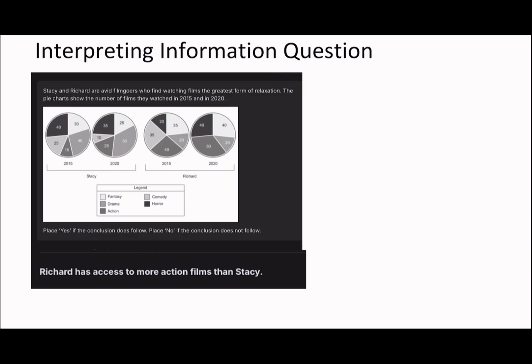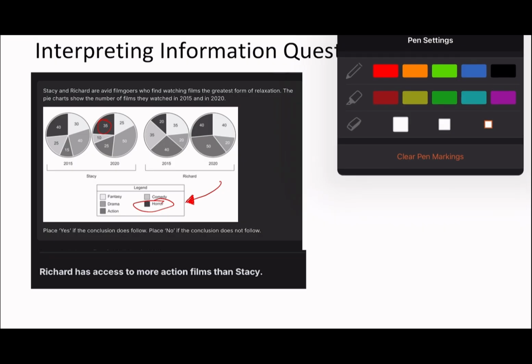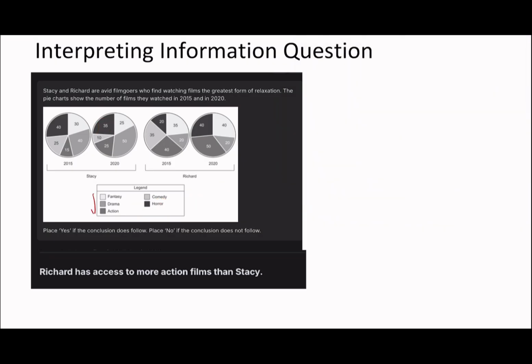Okay, so this question might look a bit strange because there's only one answer option, but there was something to discuss here. Richard has access to more action films than Stacey. By the way, I'm not sure if you guys knew about this, but legends are very, very easy to read. Don't try and just pick out the colors. Obviously, horror is the black one over here, right? But the point is that legends are always written in order.